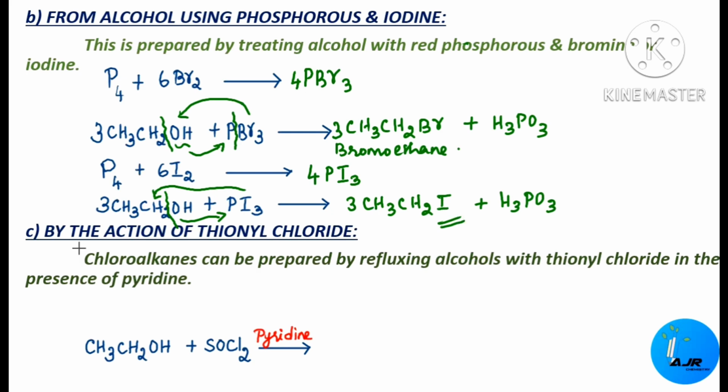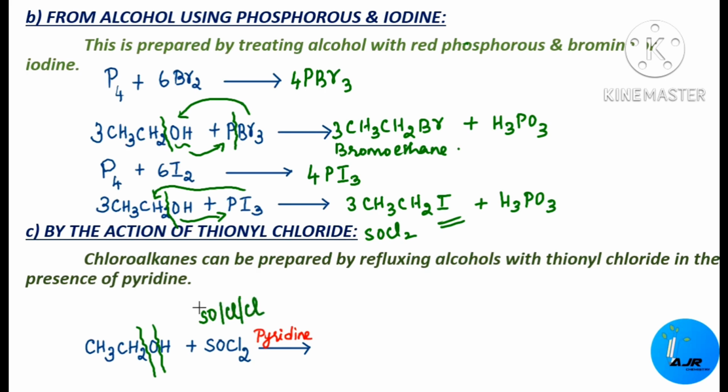The next important methodology is by the action of thionyl chloride. What is thionyl chloride? SOCl2 is thionyl chloride. So how are haloalkanes produced by thionyl chloride? Chloroalkanes can be prepared by refluxing alcohols with thionyl chloride in the presence of pyridine. Here I have taken the alcohol ethanol, and this is thionyl chloride in the presence of pyridine. How does this reaction take place? For you to learn easily, I am splitting this. Then again here also splitting takes place, and this SOCl2 will be split into SO, Cl, Cl.